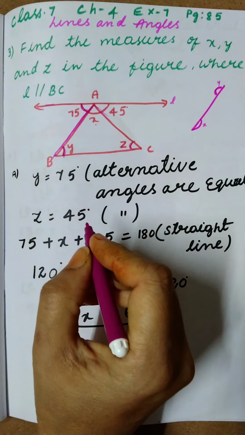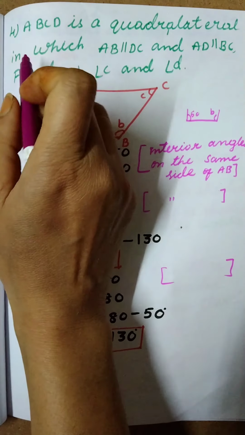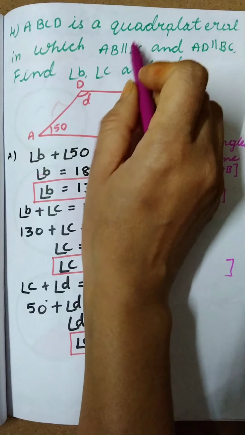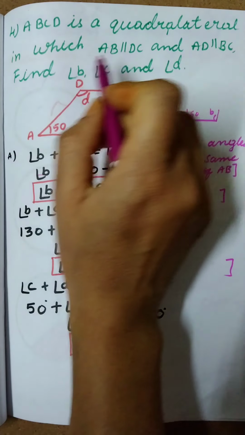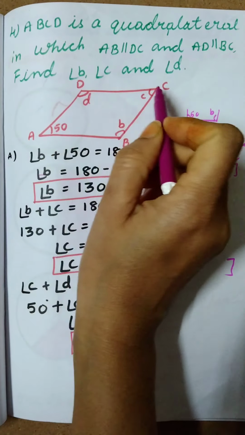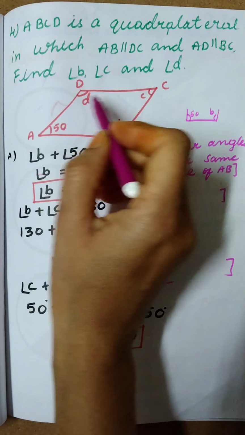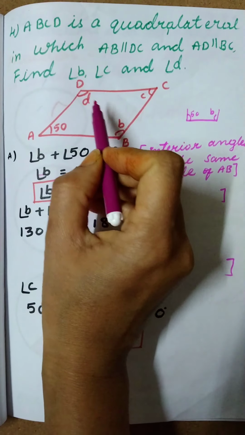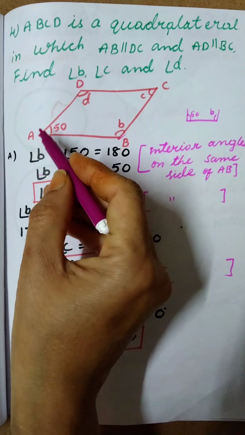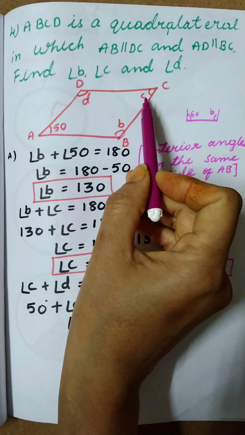Okay children, next question is the fourth question. ABCD is a quadrilateral in which AB is parallel to DC and AD is parallel to BC. Find the angle B, angle C and angle D. Here, are you observing, this is a quadrilateral. See here, AB is parallel to this line, and this line is parallel to this one. Here one angle is already given. We have to find the values of angle B, angle C and angle D.